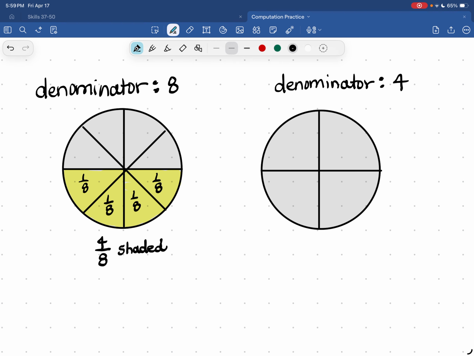So over here, what would I have to shade to make an equal section? Well, I would definitely have to take this one and this one so that I get that whole bottom half of the circle. Okay, so this is 1/4 and this is 1/4. So we could say that 2/4 are shaded.